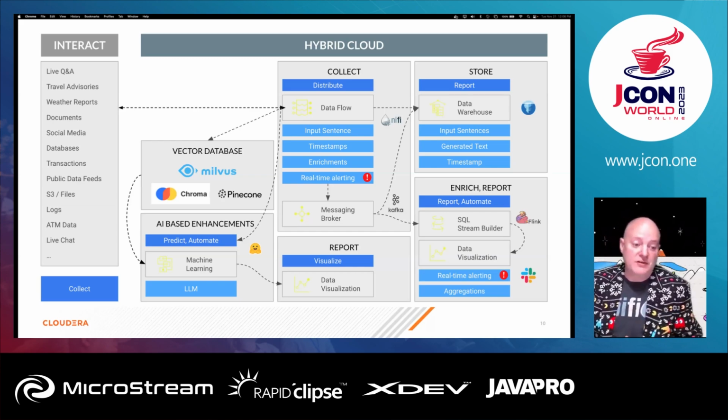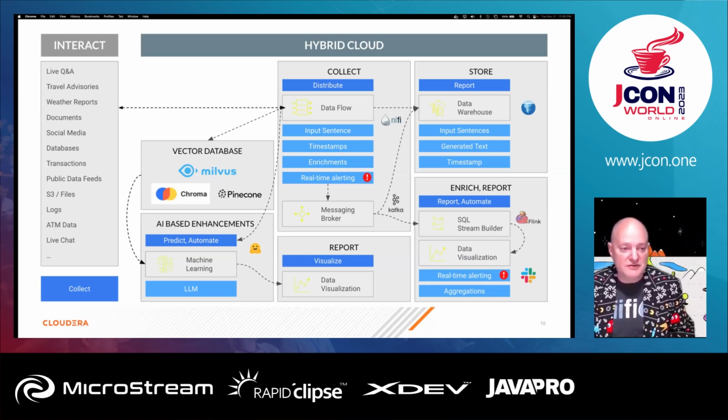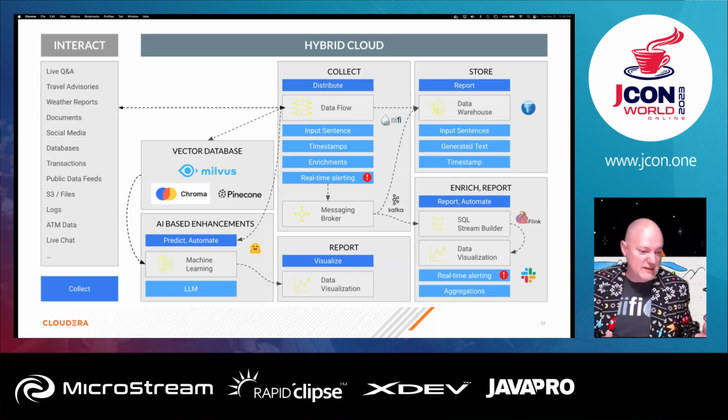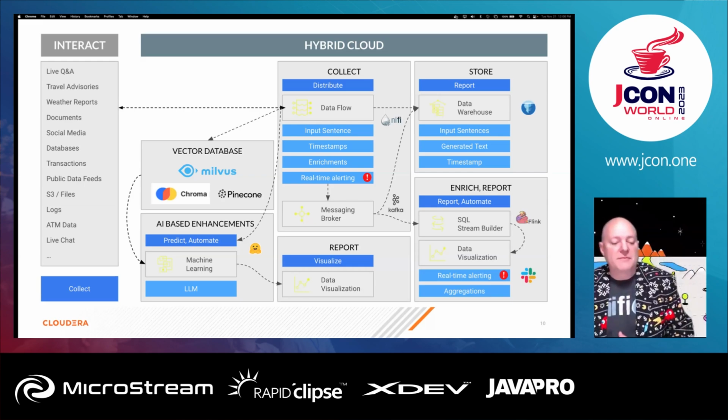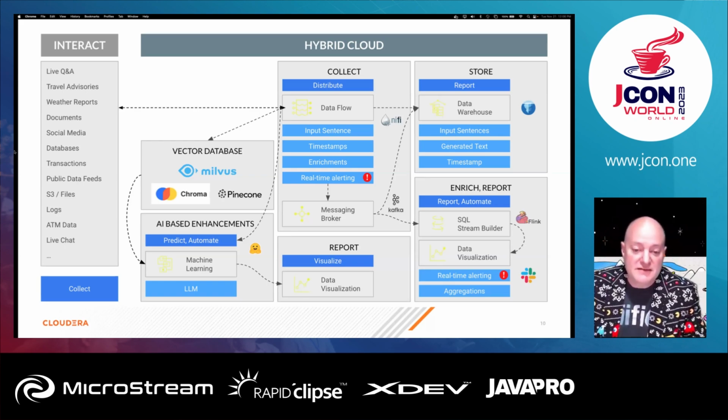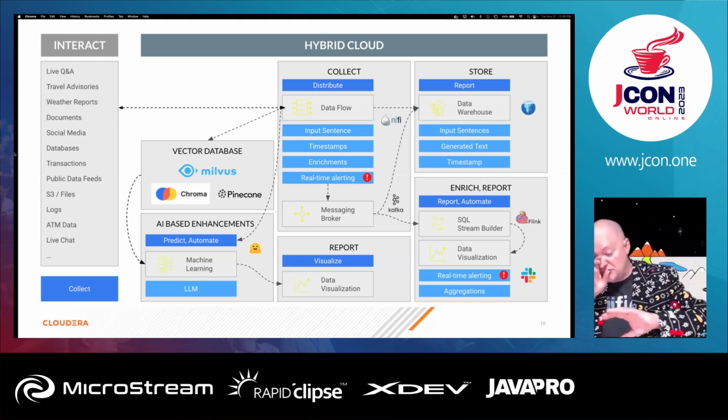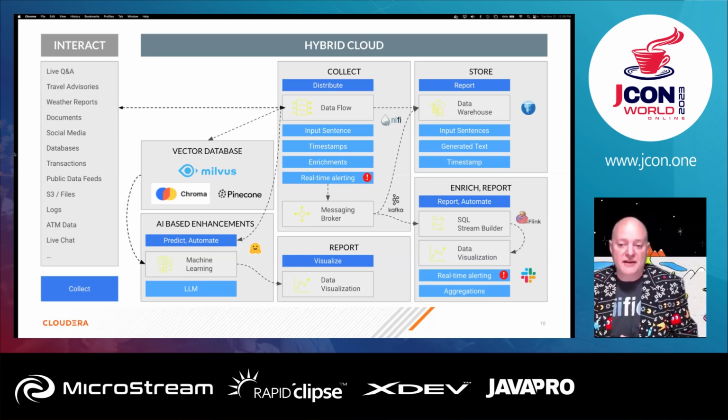Things like live question and answer, from Slack or somewhere else. Things like travel advisory, the weather, database changes as they happen, different transactions, public data feeds, wherever they may happen. I can grab GitHub and Wiki and news, all those sorts of things. Different files you may have in cloud storage, live chat, whatever the data is, it doesn't matter if it's structured, semi-structured, unstructured. We could pull that in, parse it, enrich it, route it, do real-time alerting on it.